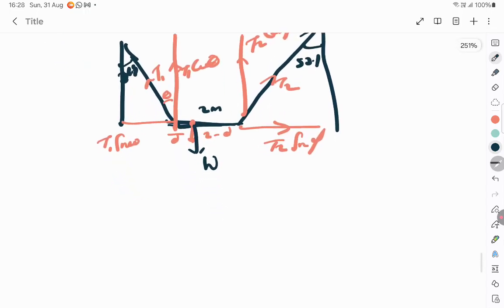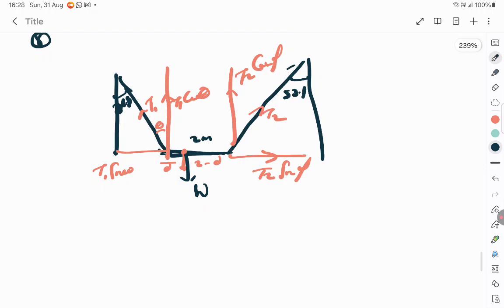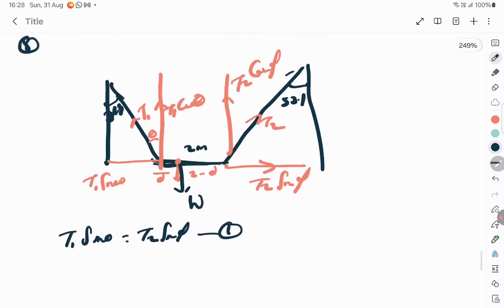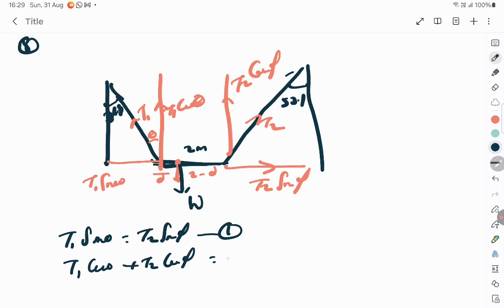Then you resolve the vectors. If this system is in equilibrium according to the question, left vector is equal to right vector: T1 sin theta is equal to T2 sin phi. That is my equation number 1. Up vector is equal to down vector: T1 cos theta plus T2 cos phi will be equal to W. That is my equation number 2.